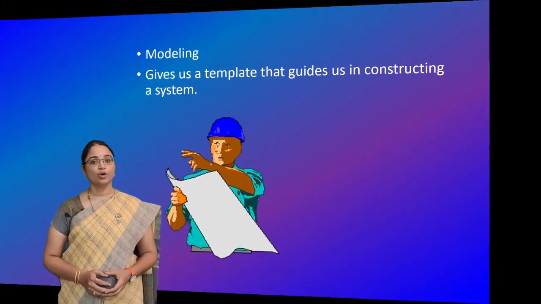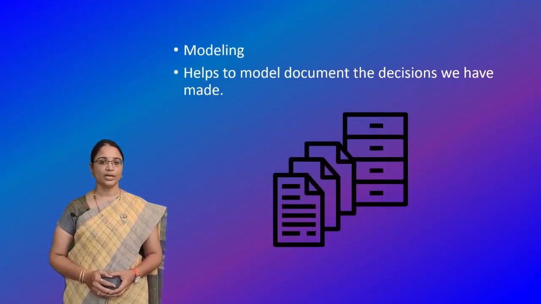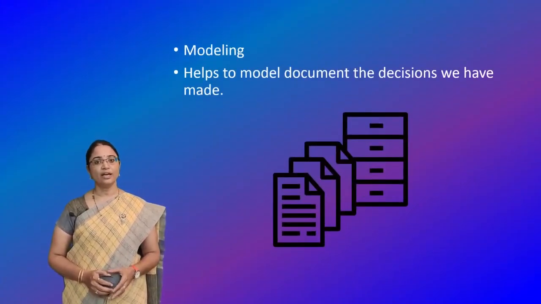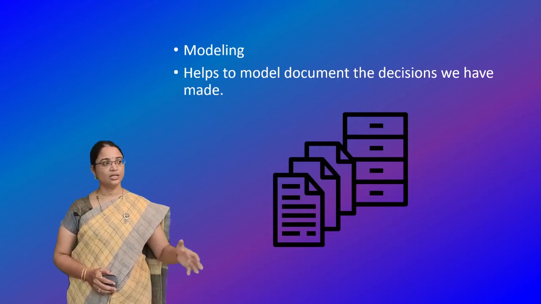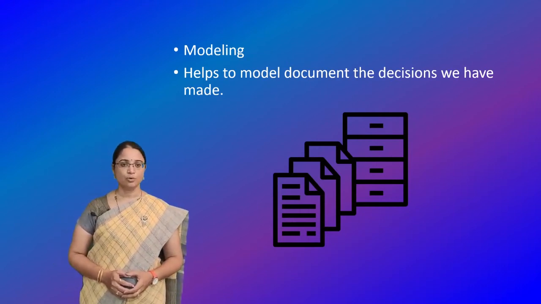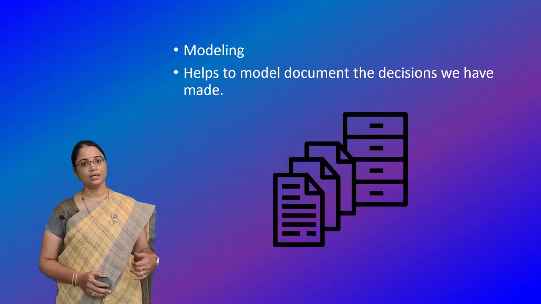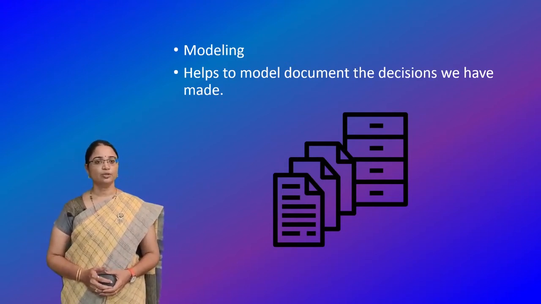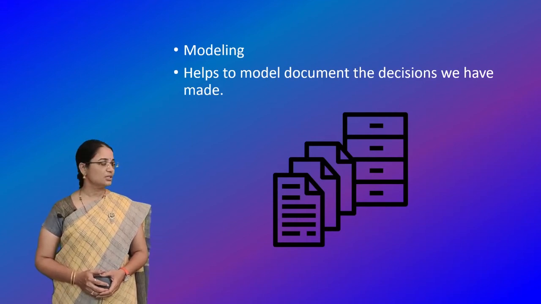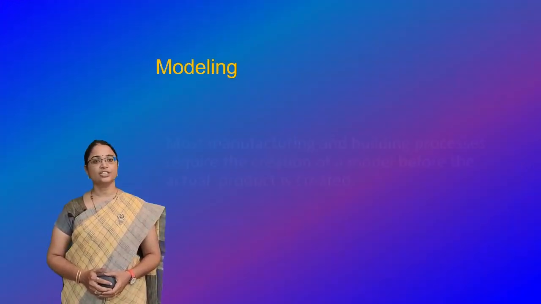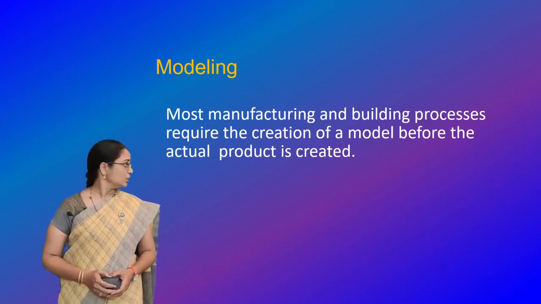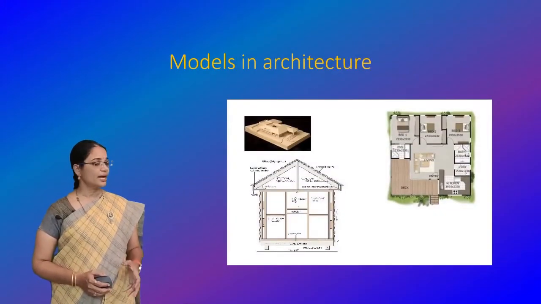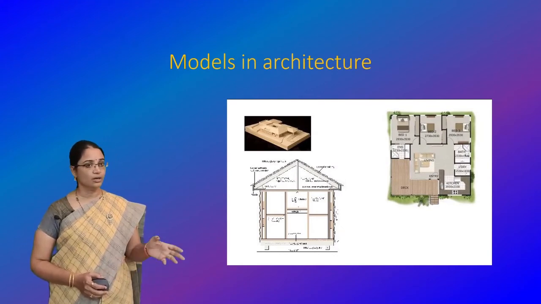Modeling helps to document the decisions we have made. It means every software project involves a lot of documentation from the inception phase to the deliverable phase. So what is meant by the inception phase? We'll see in the later part of the unit. And coming to the next one. Most manufacturing and building processes require the creation of a model before the actual product is created. So you can see in the figure, models in architecture. It means the UML diagrams or models can be used in the field of architecture.